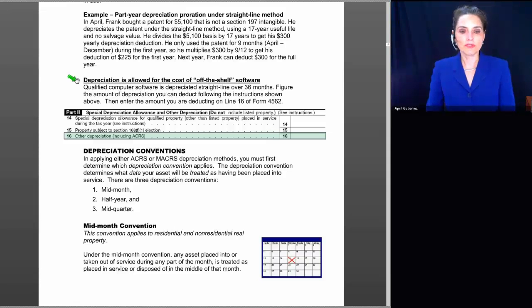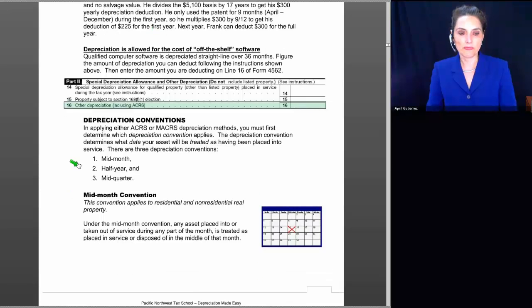Now, qualified computer software is depreciated straight line over 36 months, and you would figure the amount of depreciation you can claim following the instructions I just showed you above. But instead of using a 17-year recovery period, you would use a 3-year recovery period. And off-the-shelf computer software is eligible for the Section 179 deduction. That is something you are allowed to claim.